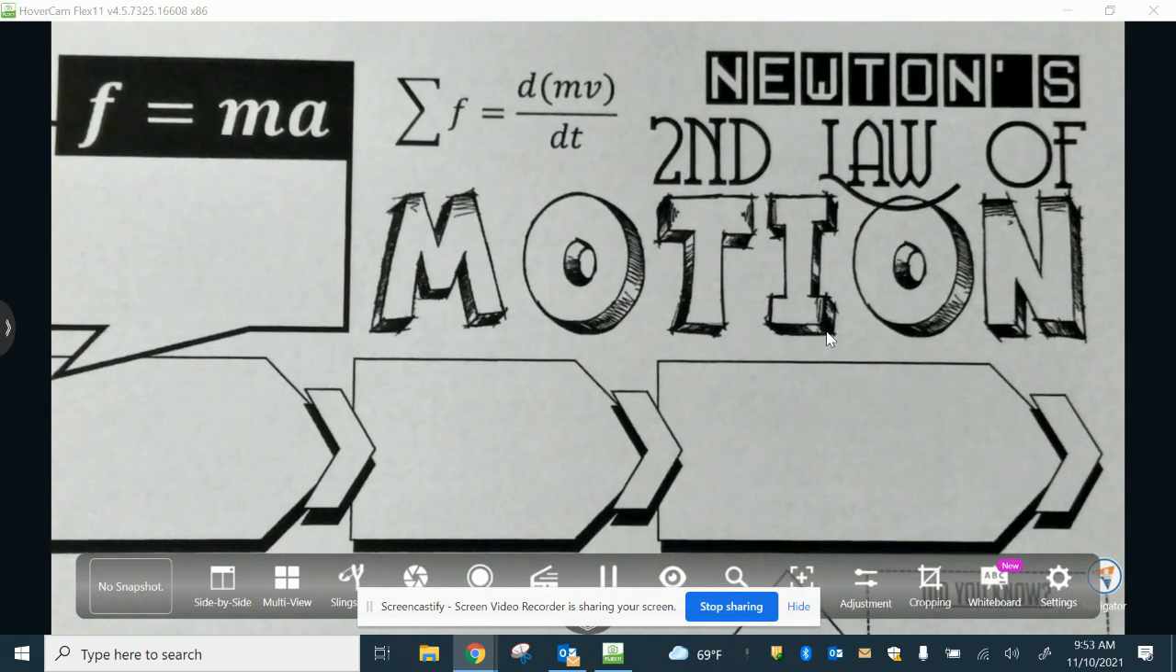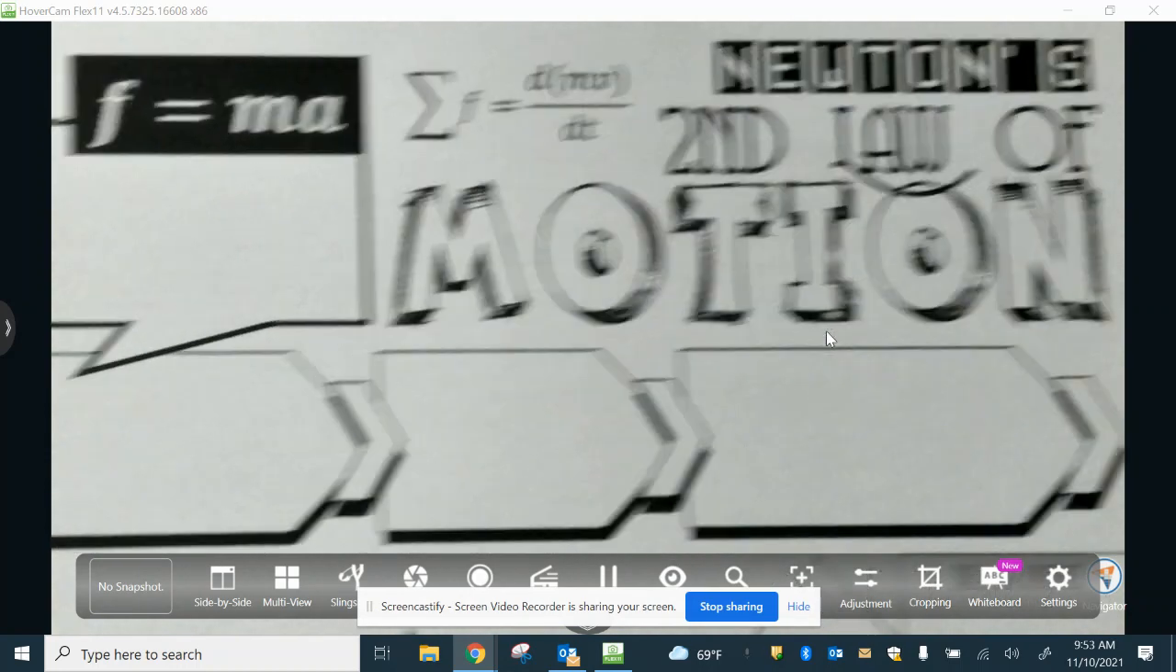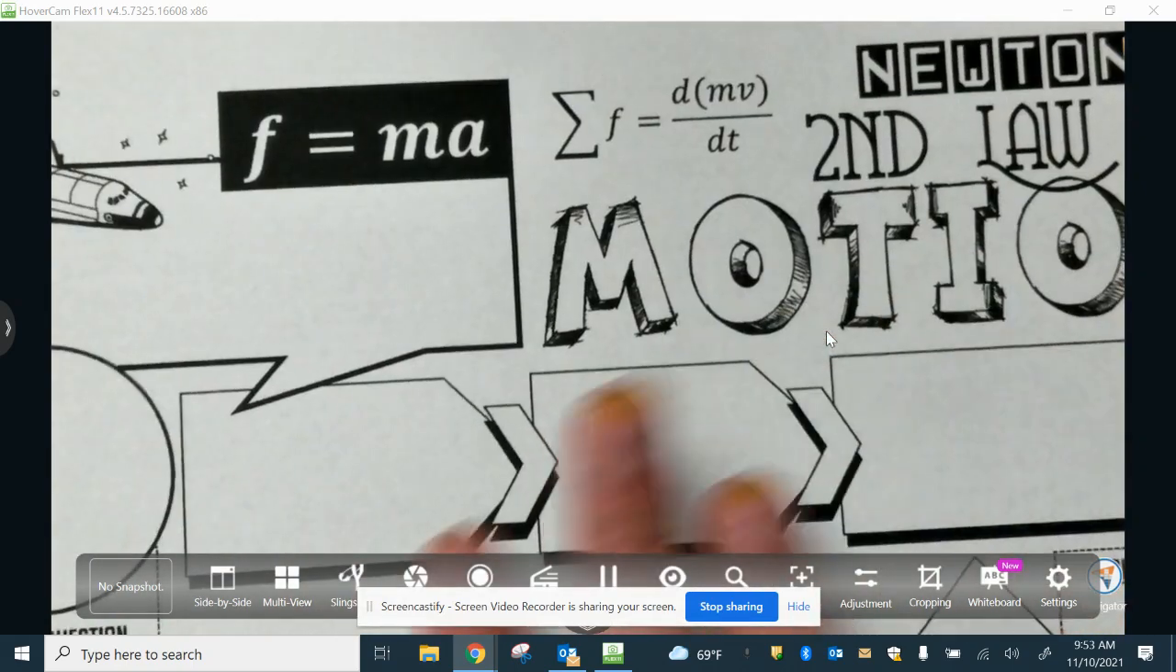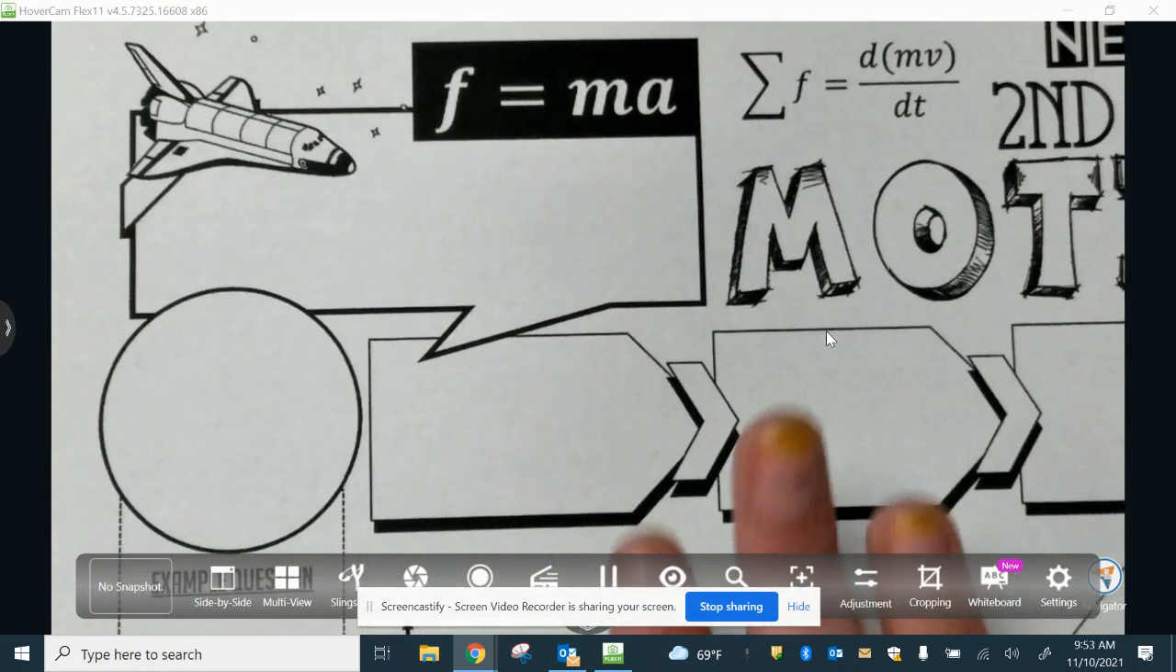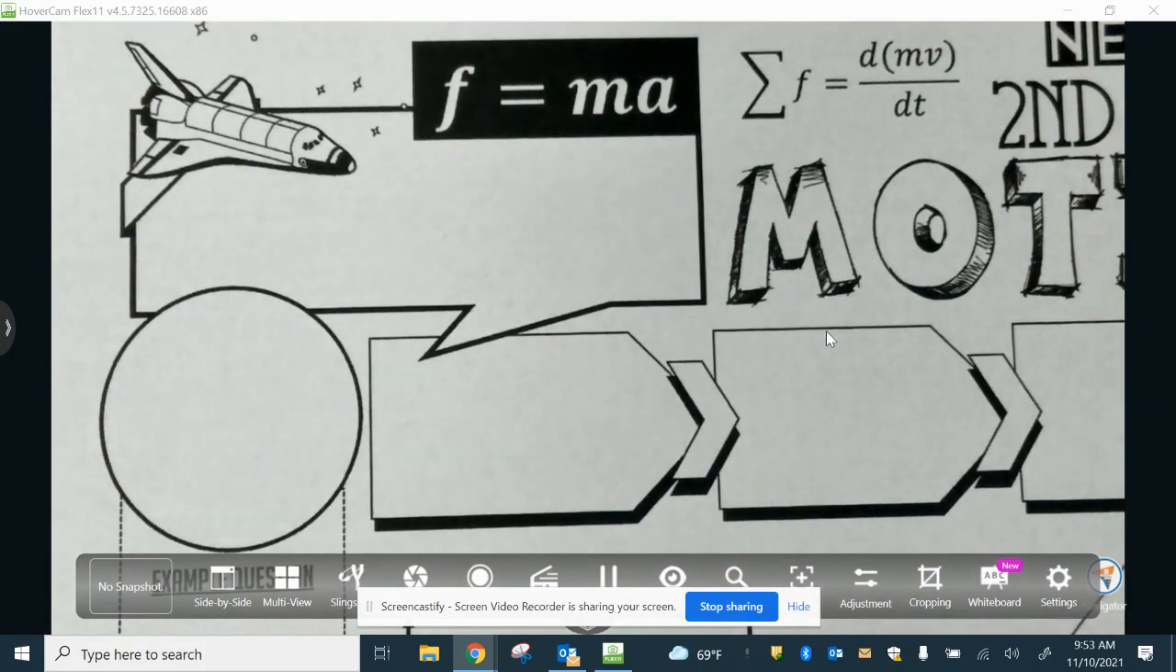So today we're doing Newton's second law of motion. Remember that the first law was inertia. An object at rest stays at rest, an object in motion stays in motion unless an outside force acts upon it. So today we're doing the second law. Most people think of it as F equals ma.